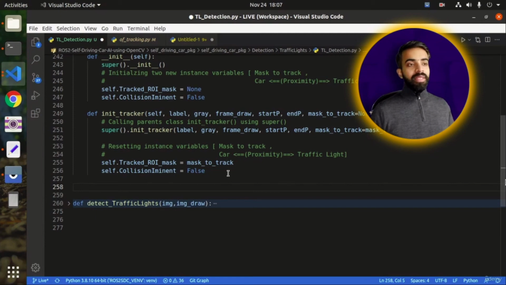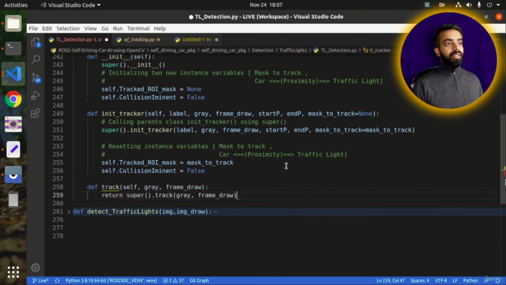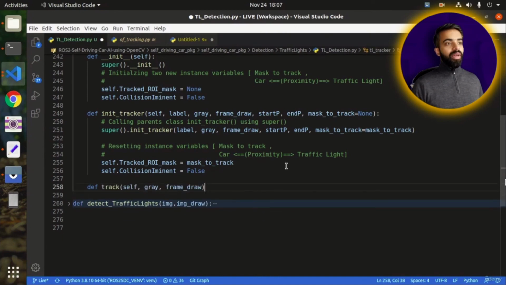Now, function overriding simply means to redefine the function inside the child class of its parent class, and that is done by slight modification. So let's do that. I write here def track. Now, instead of doing the same thing that we did earlier, I provide the new arguments. This time we have the image instead of the gray, and I have the frame draw.